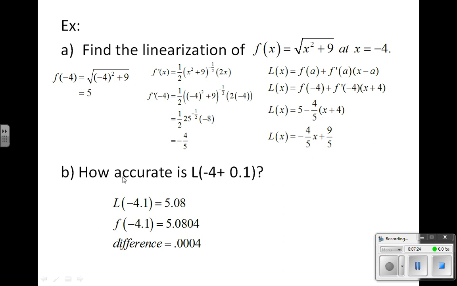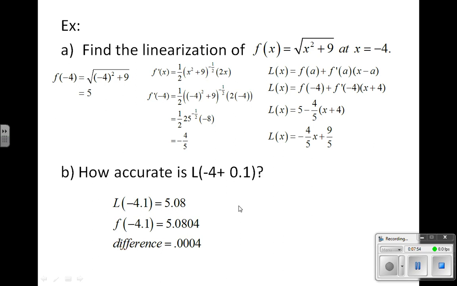So the question is, how accurate is L of -4 plus 0.1? Again, our point of tangency is -4, and the whole concept of linearization is that this line is a lot friendlier to use than the original function to approximate values of y near our point of tangency. If I'm looking at -4 plus 0.1 and I plug that into the L of x equation I just got, my y coordinate comes out 5.08.